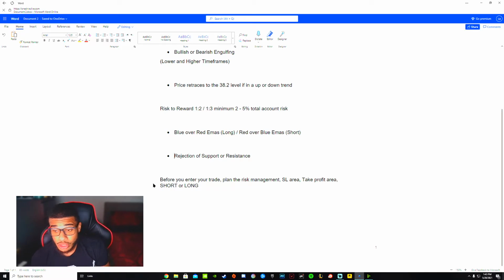Now, before you enter in your trade, you must plan your risk management, your stop loss area, your take profit area, and if you want to go long or short, if you want to buy or sell. So now we're going to do that and figure that out, as well as our risk reward ratio.